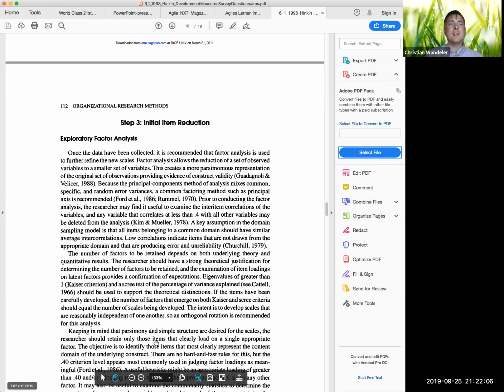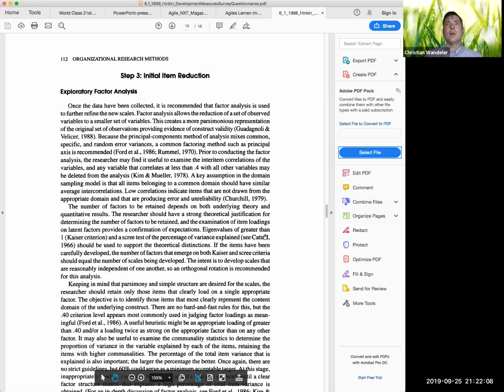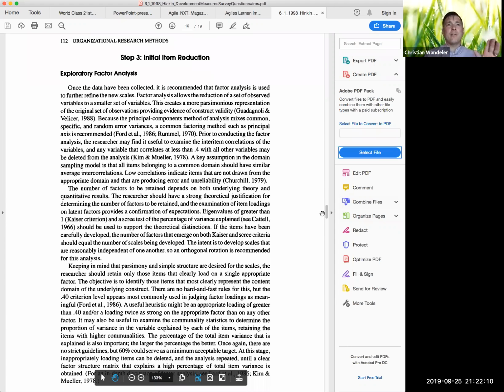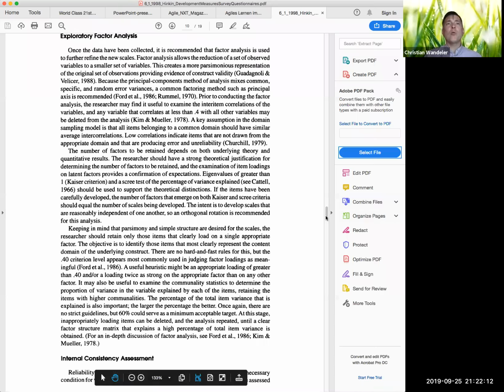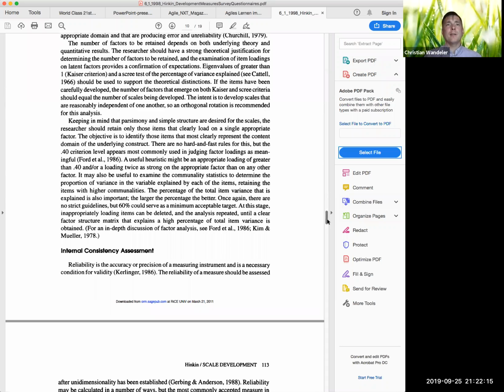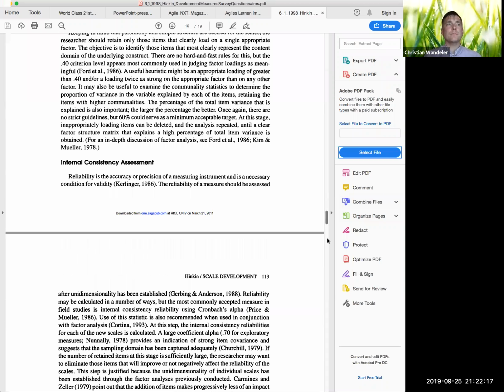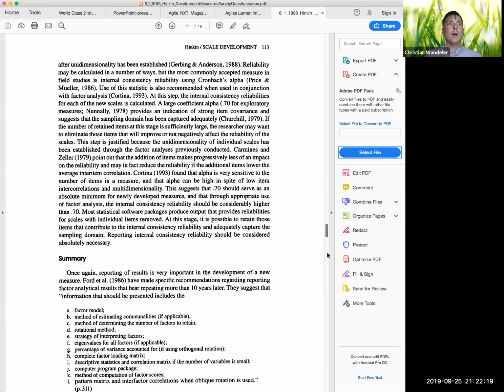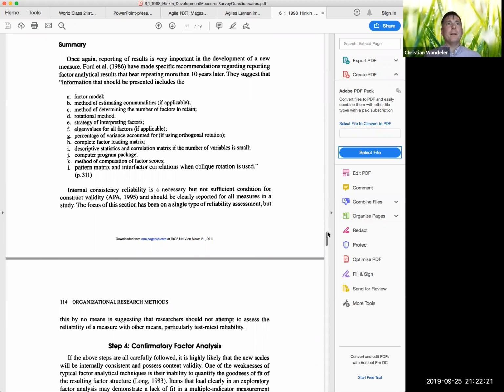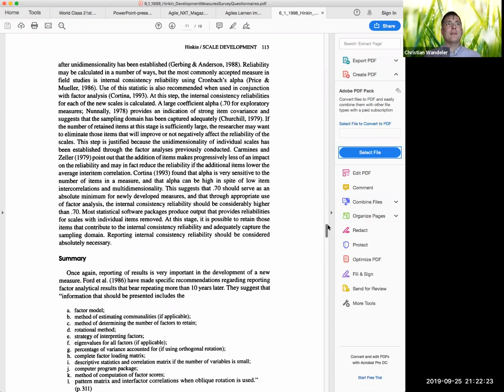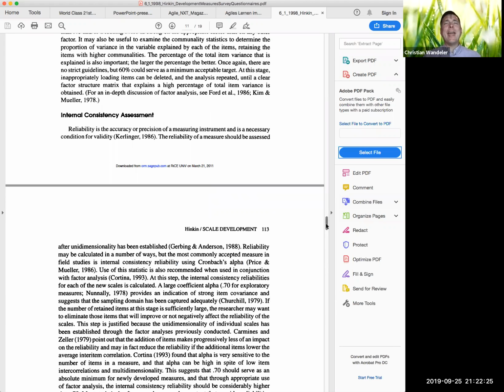Does that make sense so far? This is kind of a high level overview, and you'll go into more detail in the next class. But this here would be what we call exploratory factor analysis, where you just look at where the data falls, how the data plays out.